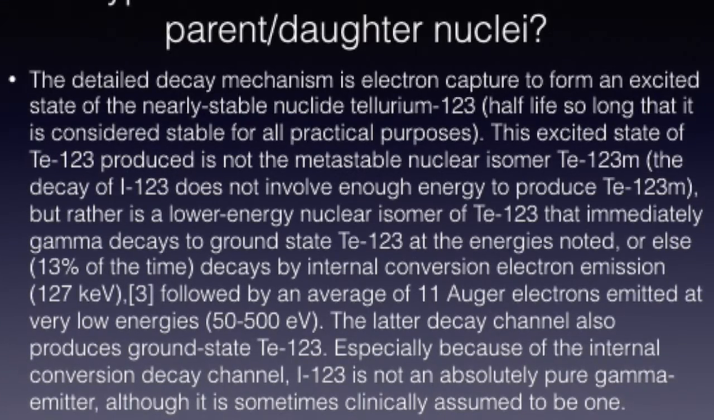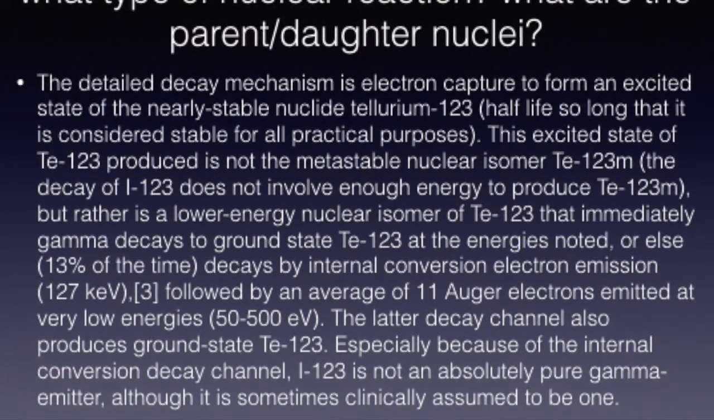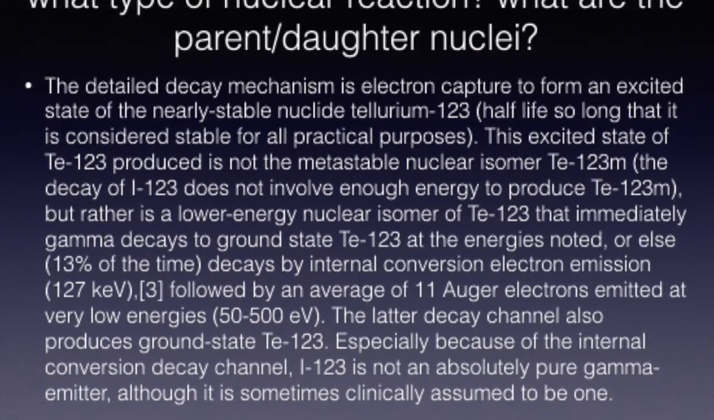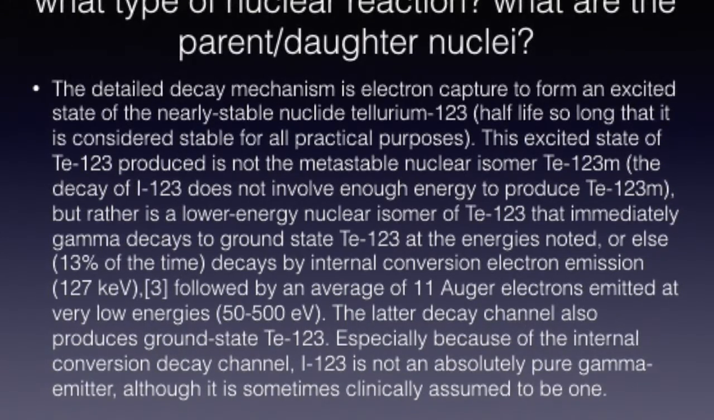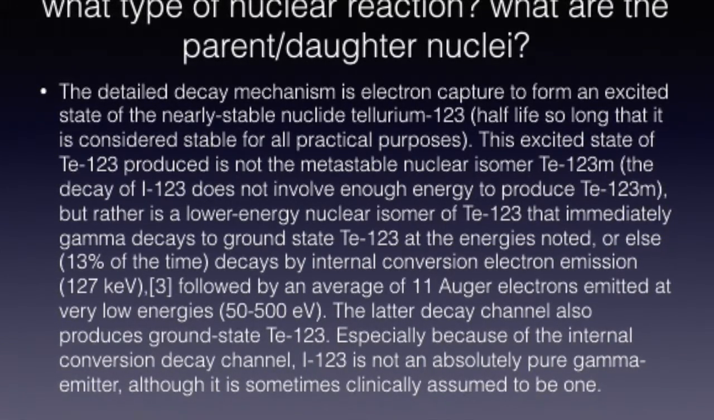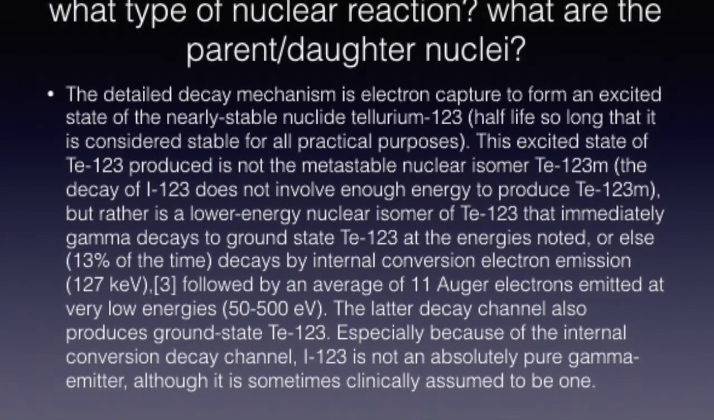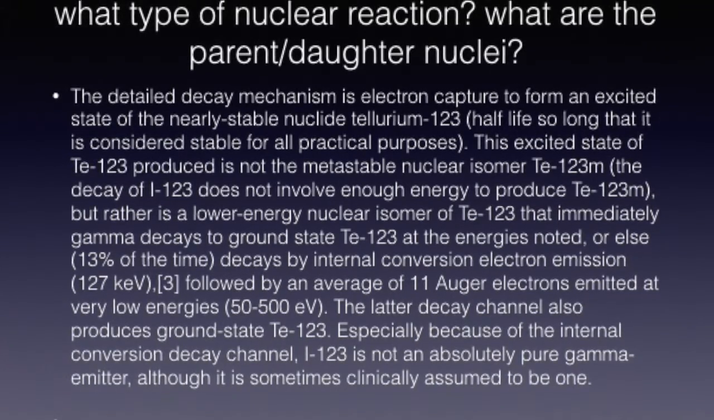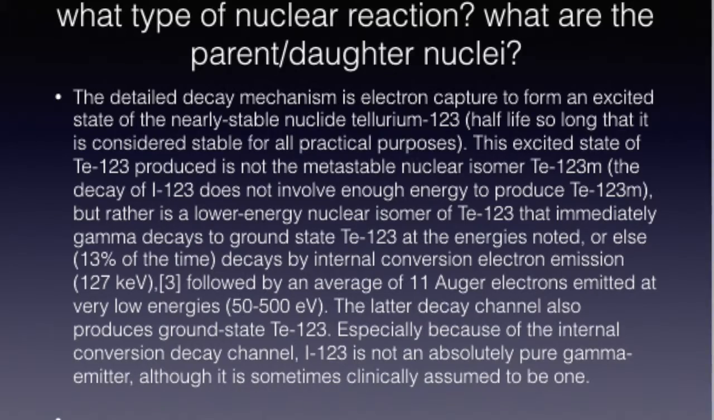The detailed decay mechanism is electron capture to form an excited state of the nearly stable nuclide tellurium-123. This excited state of tellurium-123 produced is not the metastable nuclear isomer tellurium-123m. Iodine-123 is not an absolutely pure gamma emitter, although it is sometimes clinically assumed to be one.